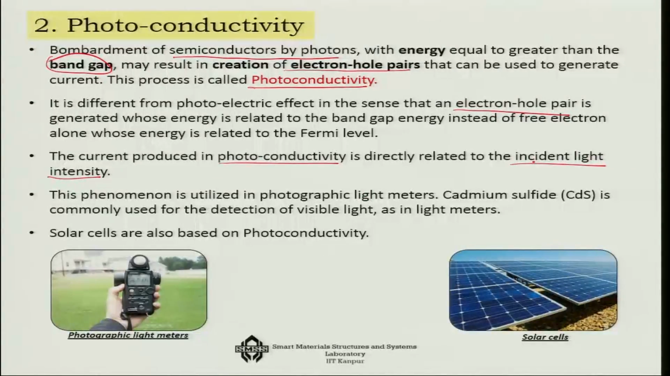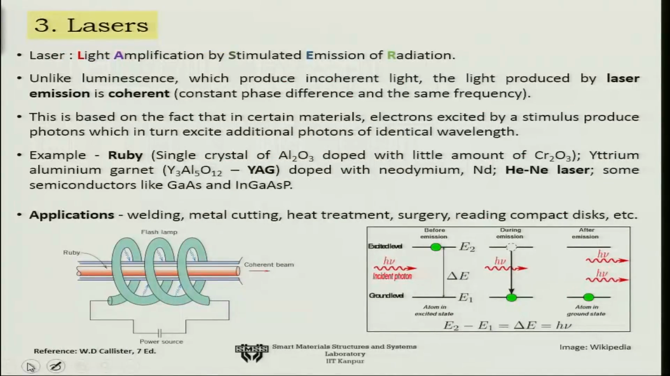So, it is based on the electron hole pair. For example, cadmium sulphide is a very common example in light meters. And today's solar cells are also based mostly on photoconductivity. So, this is another very good application of the optical property.